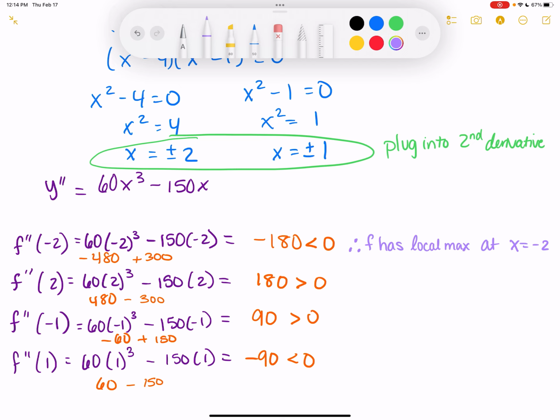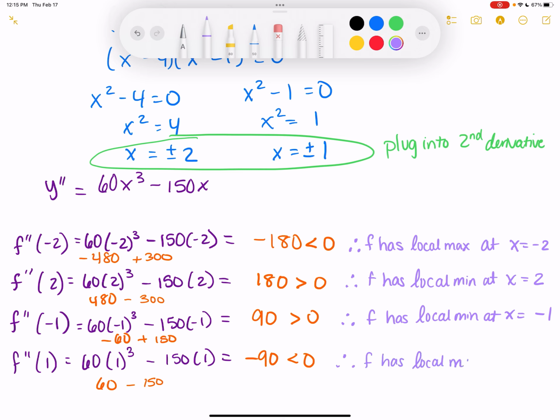The next one is greater than 0. We can say therefore, f has a local min at x equals 2. So the next one's also greater than. We can say therefore f has a local min at x equals -1. And then the last one is less than, so it's a max. So therefore f has a local max at x is equal to 1.